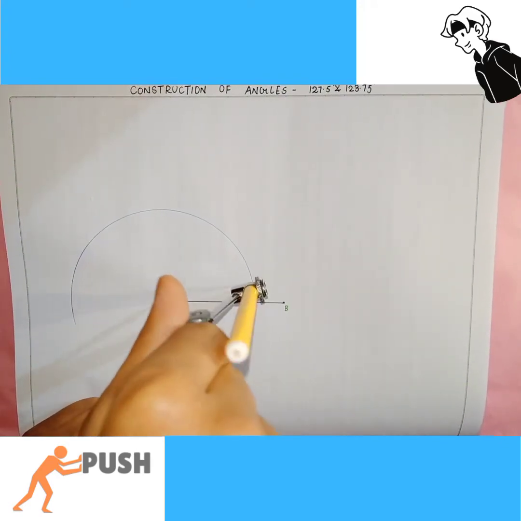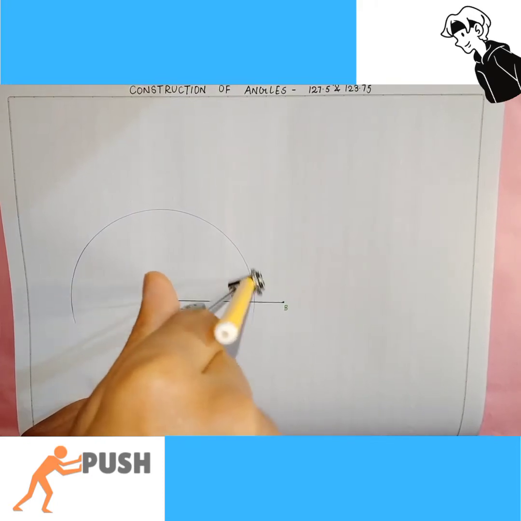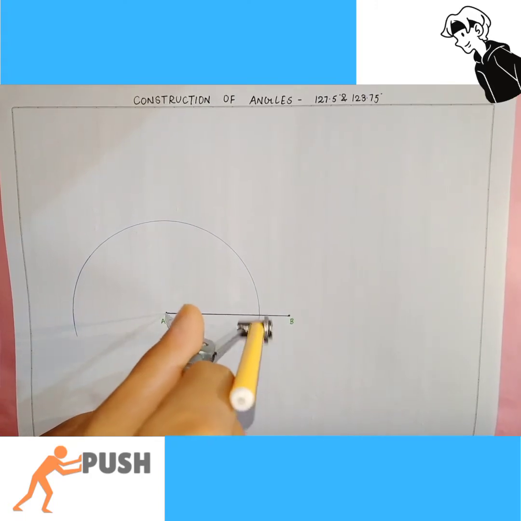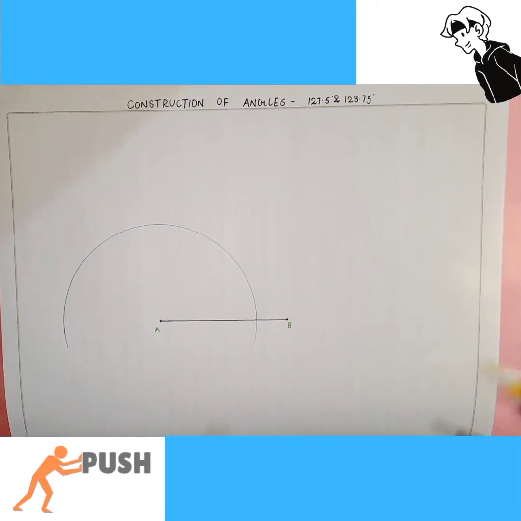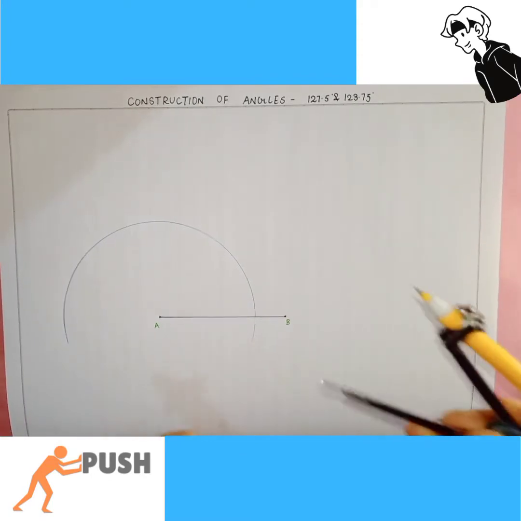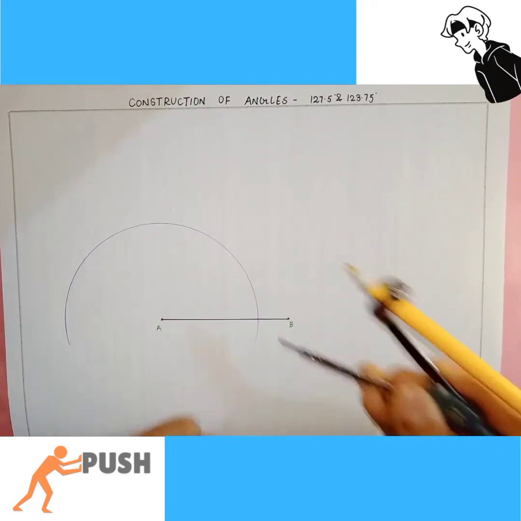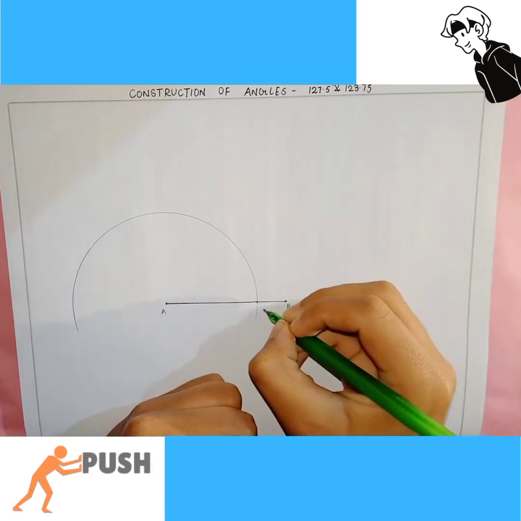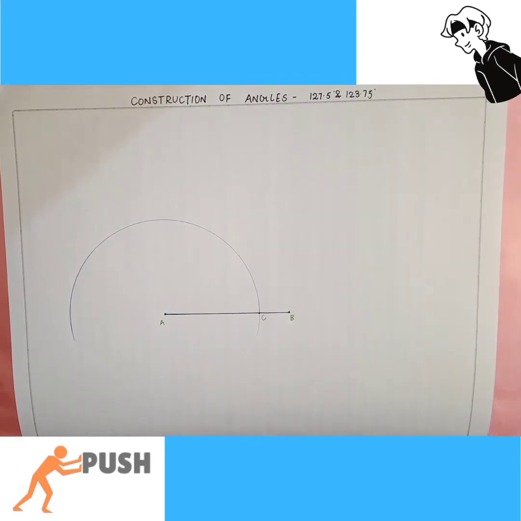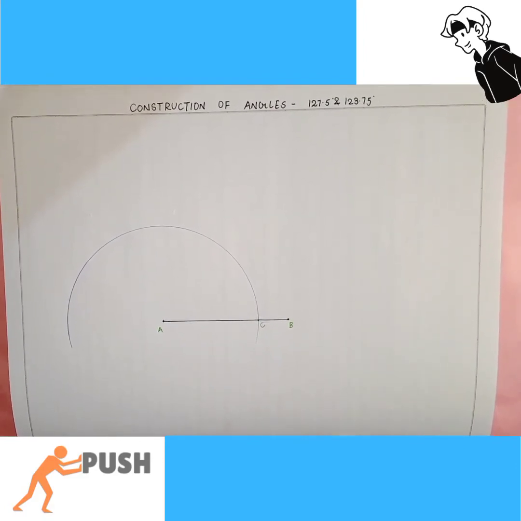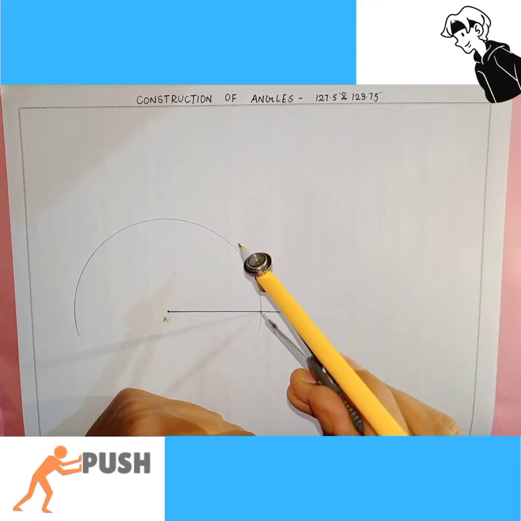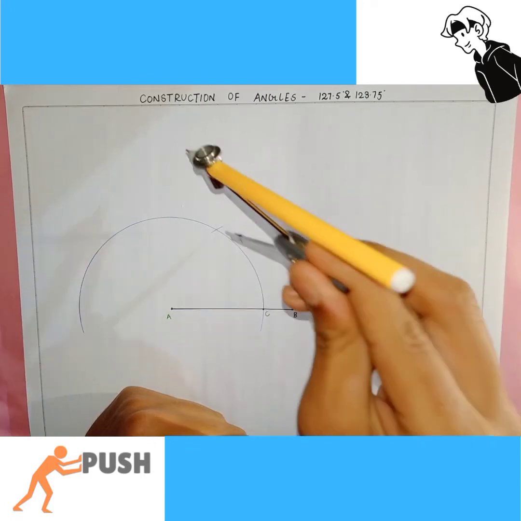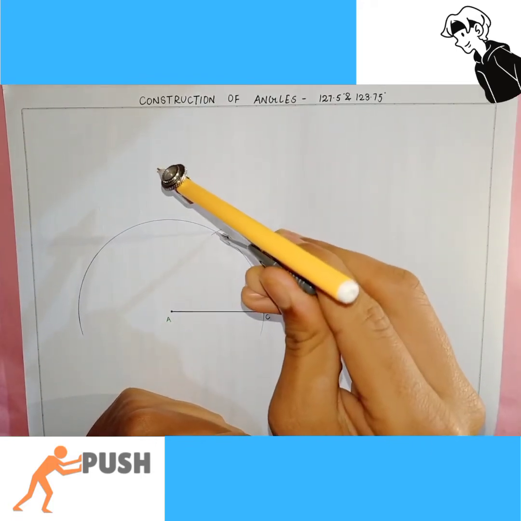Make sure that the size of the compass and the angle of the compass adjustment remains constant throughout the construction. So now I'll put the compass point here. This is a 0 degree angle and let's name it C, it will be easy for us. So the measure of C is 0 degree. We'll put it on C and cut an arc here. This is 60 degree. We'll cut another arc.